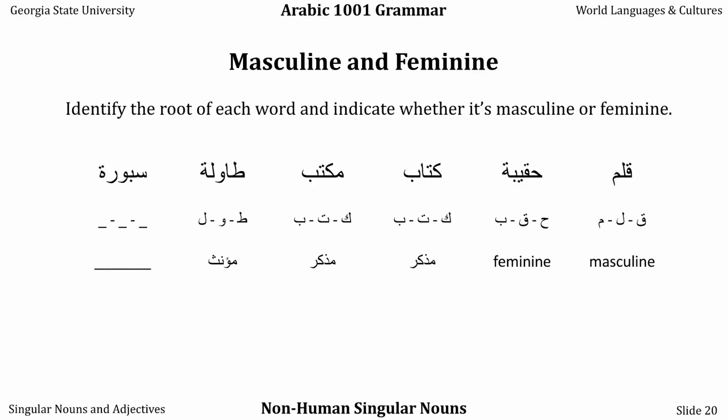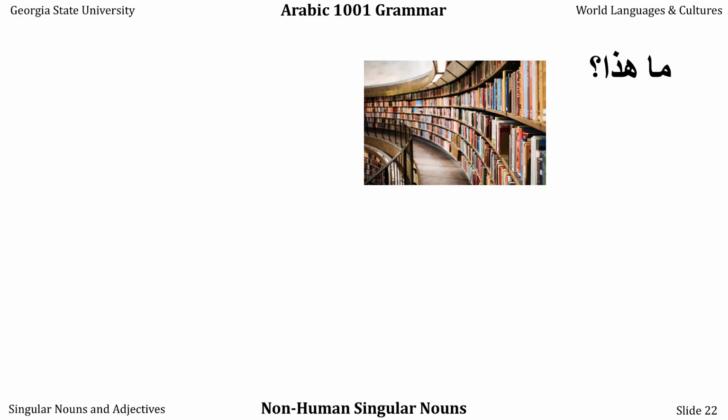Sabura, our word for blackboard or whiteboard or chalkboard. You will shortly develop the skill to understand quickly that its root is sin ba ra, S-B-R, and it is also mu'annath. It is feminine in gender because it ends with ta marbuta. Let's learn some new words.